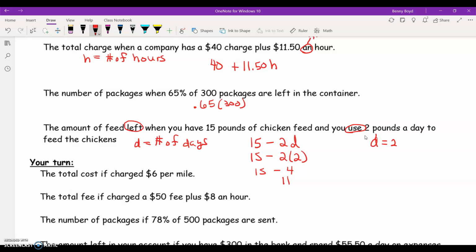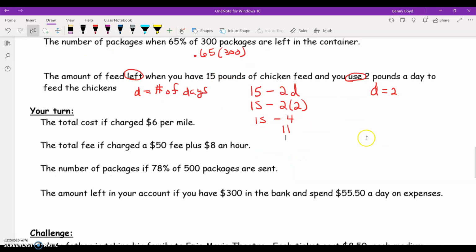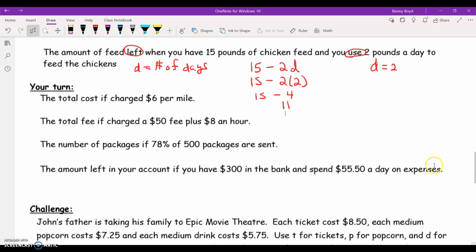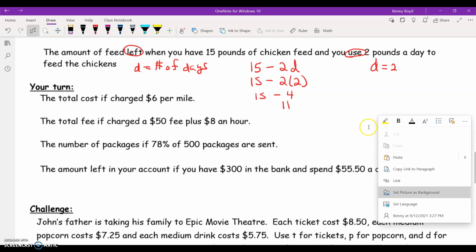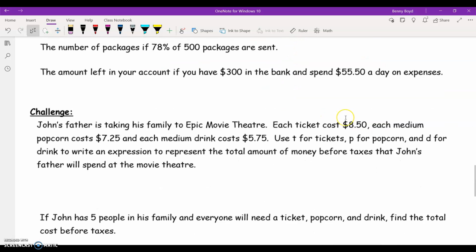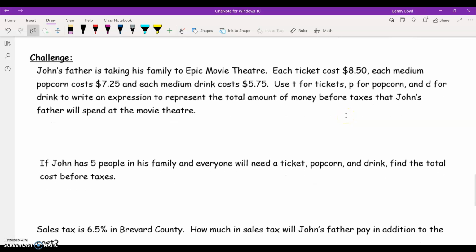Okay? So I see that we have some your turn problems. I'd like for you guys to pause the video and try those. They will probably be popping up in your video as quiz questions. Okay, guys, let's move on to the challenge problems here. I'm going to let you guys go ahead and do these challenge problems, and I'm going to put them in the video as a quiz.